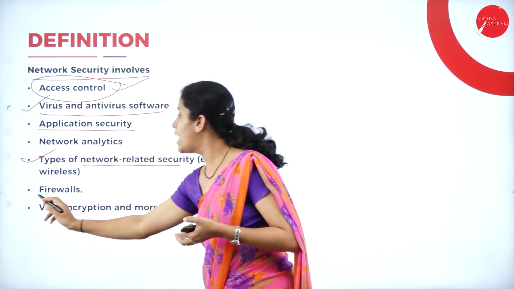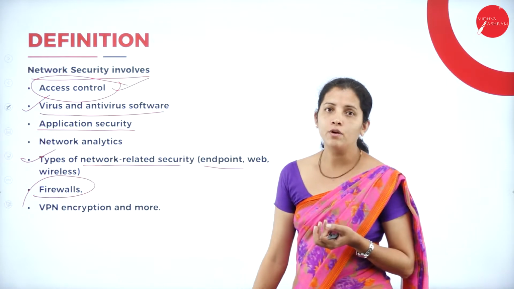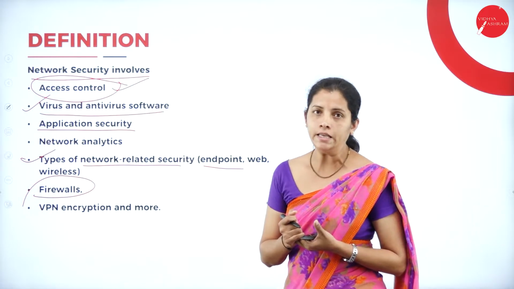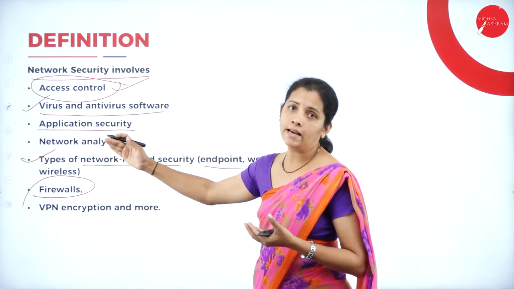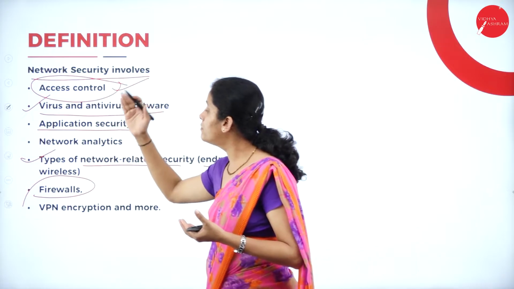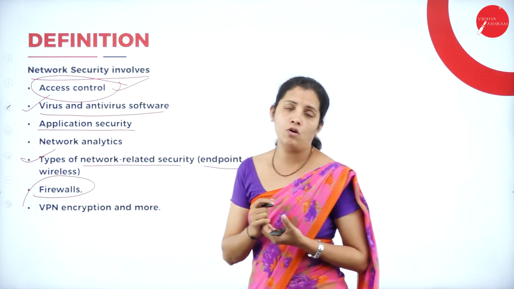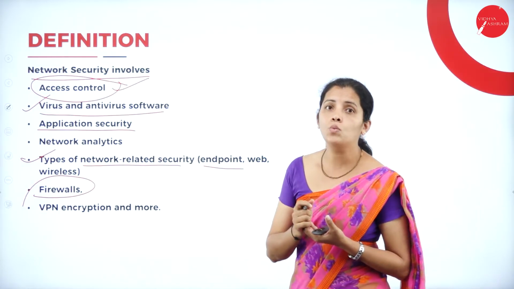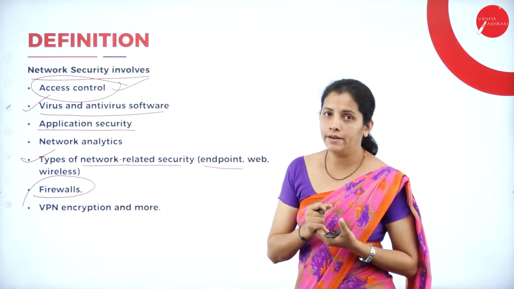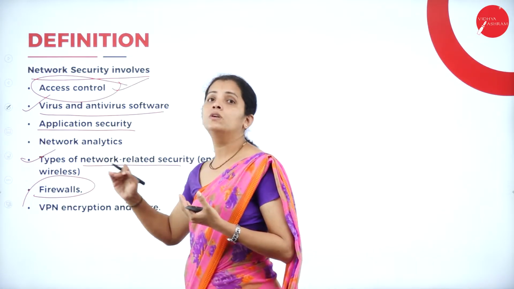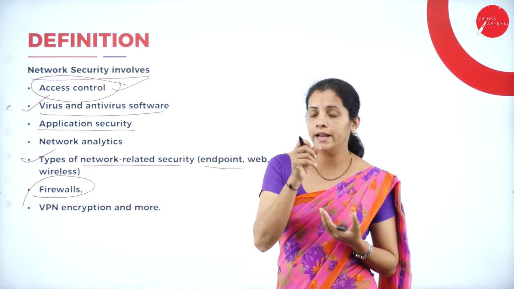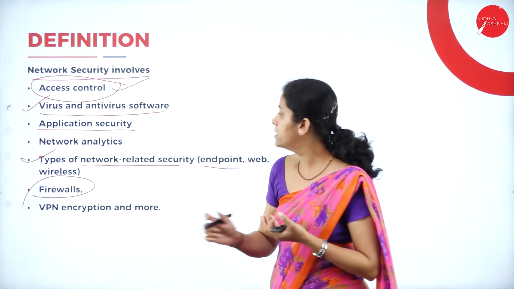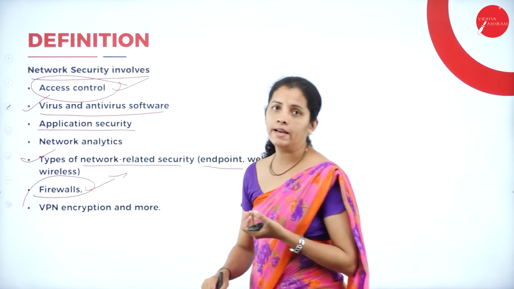Then I'm going to have a firewall. What is a firewall? Here the firewall is nothing but the gatekeeper. So it acts as a gatekeeper, and firewalls may be software or hardware, and it is going to block unwanted things from the network. That means it is going to allow certain data from the network, and it's going to block certain data from the network, and it acts as a gatekeeper.